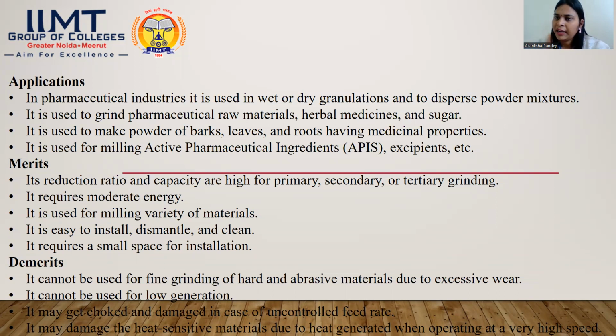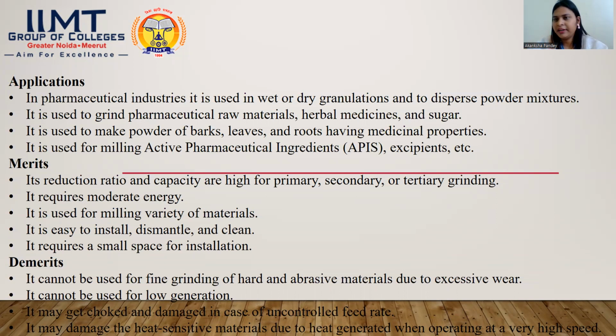So APIs also undergo this process, and excipients too. Okay, what are the merits? Its reduction ratio and capacity are high for primary, secondary, or tertiary grinding. It requires moderate energy. It is used for milling a variety of materials. It is easy to install, dismantle, and clean. It requires a small space for installation.